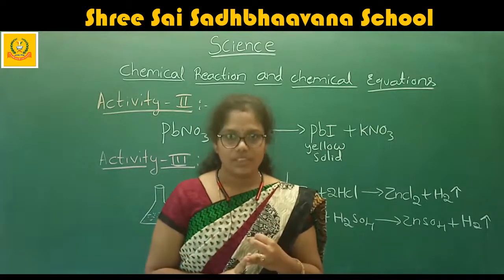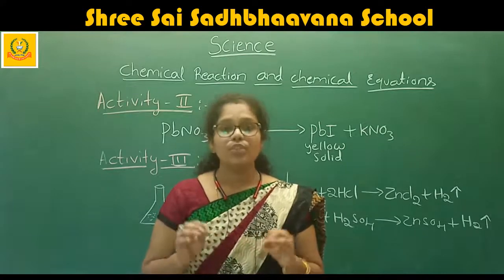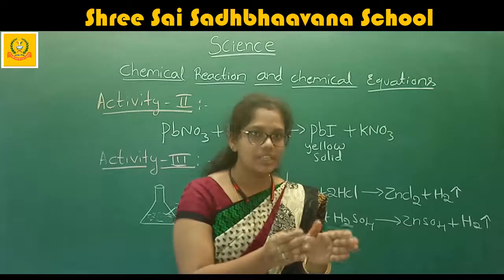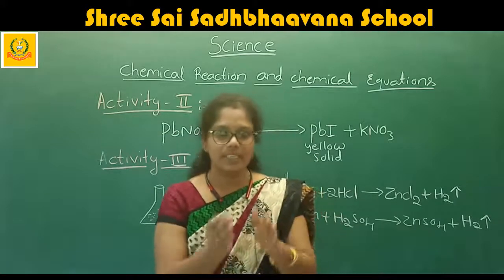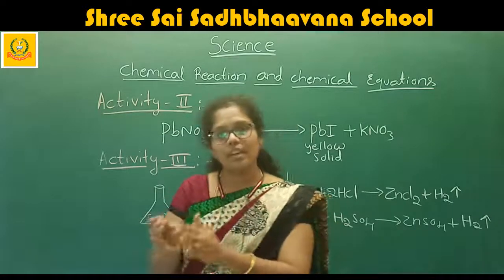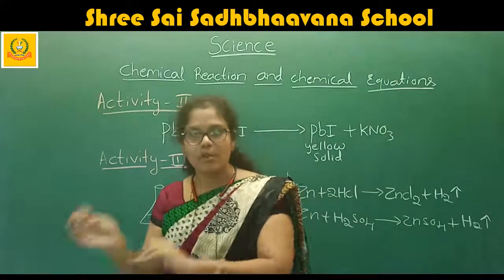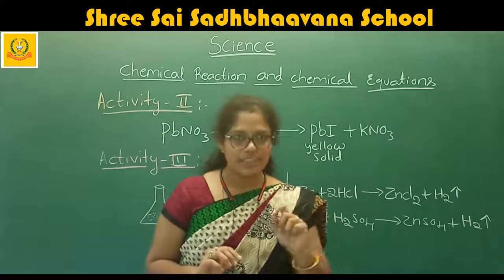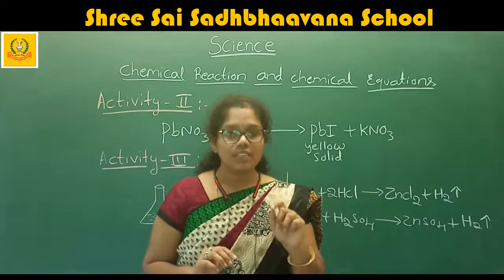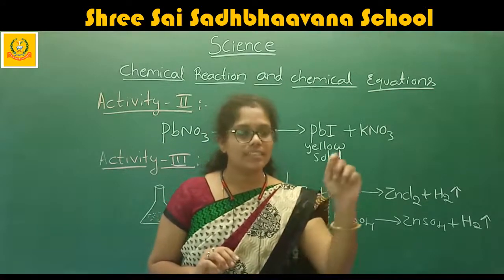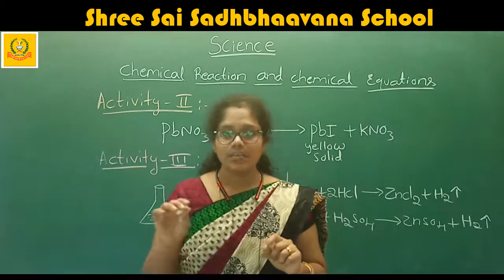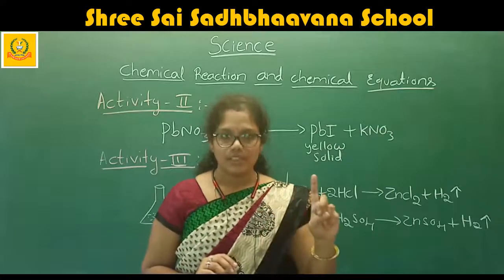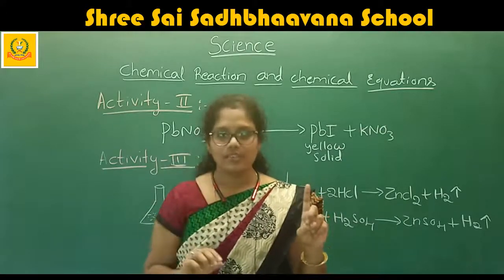In step 2, you are going to write how many elements are present, how many of each element are present in the reactant side and how many are present in the product side. Just take one example. If hydrogen is present in the reaction, you see how many hydrogen atoms are present in the reactant side and how many in the product side. This is the second step. First step, you write the boxes for the elements.